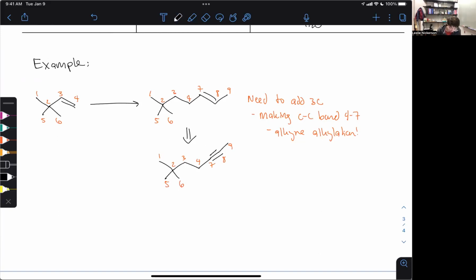And then if we're looking here, at some point we need to address the fact that we need to make that 4 to 7 bond. But now that I have an alkyne there, that actually looks a lot more reasonable because I know that I'm going to need to do an alkyne alkylation at some point. So I probably should be having something where I have that alkyne reacting with an alkyl halide. So something like this. And then I've got myself an alkyl halide, right?